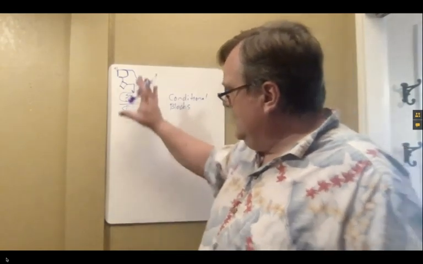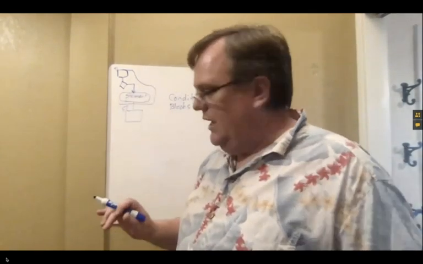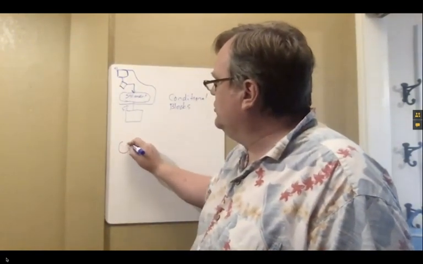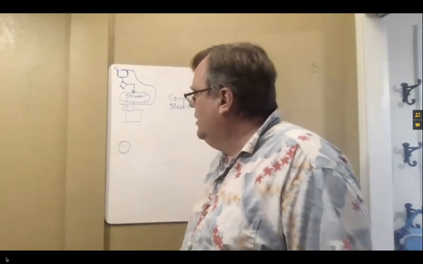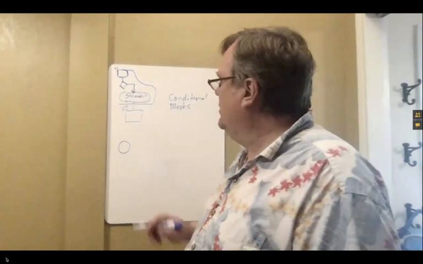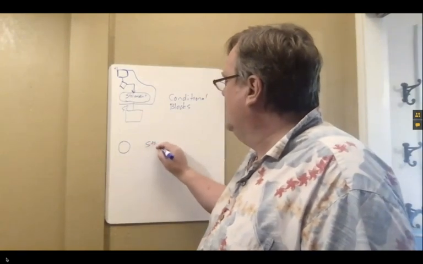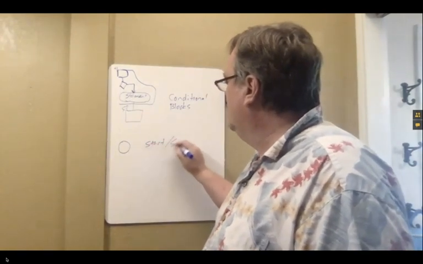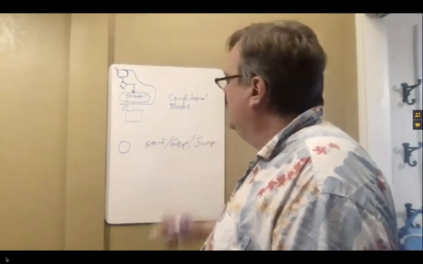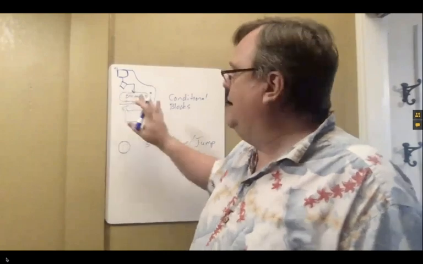So for a basic one, this is all you need. I think this is all the book talks about. There really is one more, which are these circles. And these ones are used for start, stop, and jump. Imagine you had a really big flow chart.